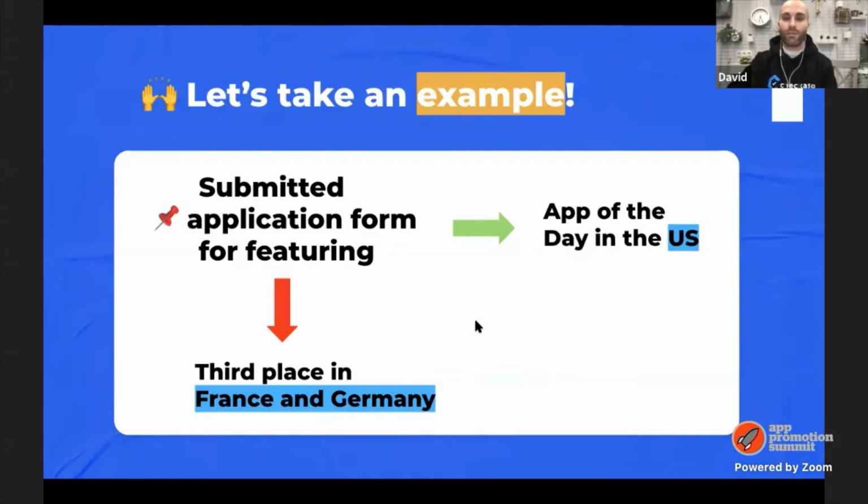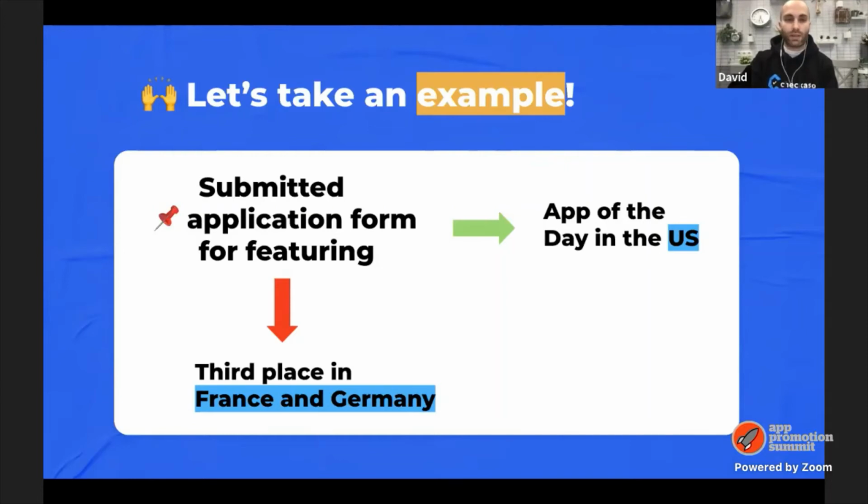Well, you have prepared and submitted a feature application form to get into the App of the Day section in the United States on the day of a major update of your app. But as a result, you got into the App of the Day only in Germany and France. So the original goal wasn't achieved, but the result of your activity was worth it.